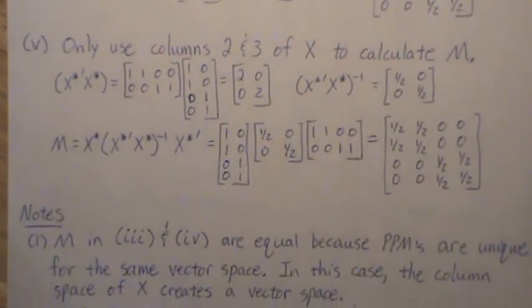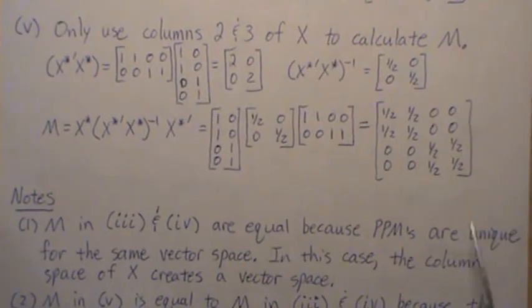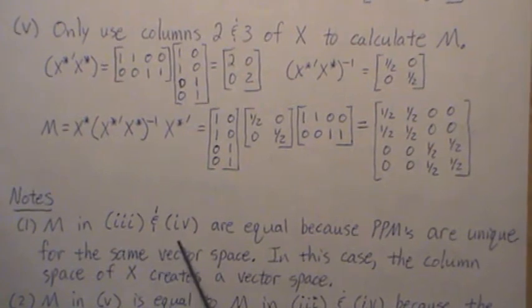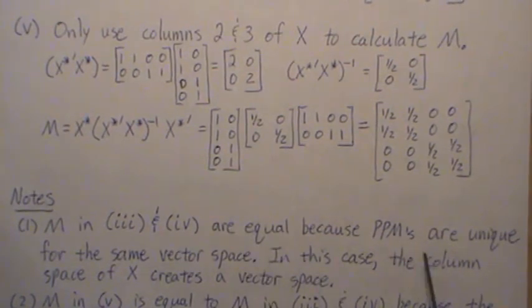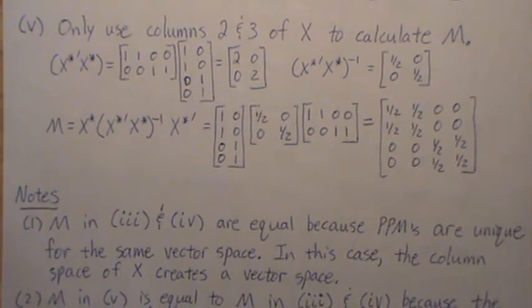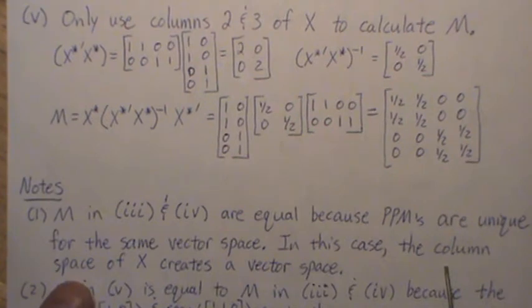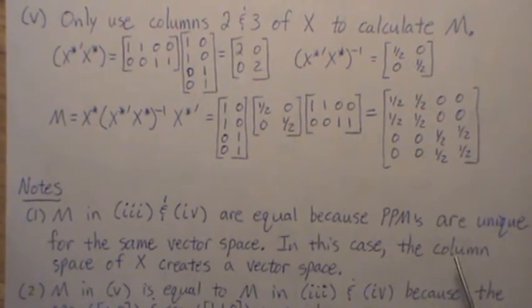So the notes are this, that M in 3 and 4 are equal because perpendicular projection matrices are unique for the same vector space. So in this case, the column space of X creates a vector space.